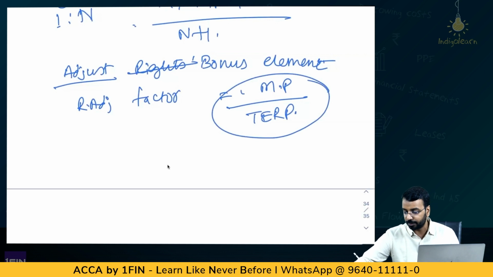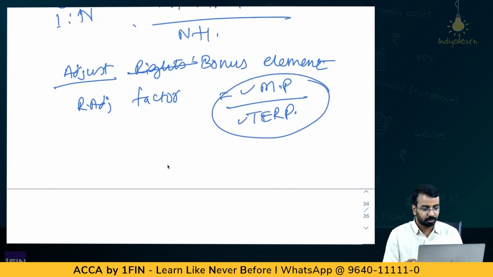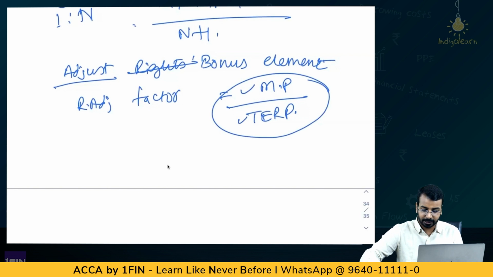You will take market price, you will divide it by theoretical ex-rights price, and you will calculate the adjustment factor. So, we will take one question here, so that it is easy for us to understand. I will not share the screen because the iPad is not connected through a cable. So, I will directly write the numbers, and we will solve the question.